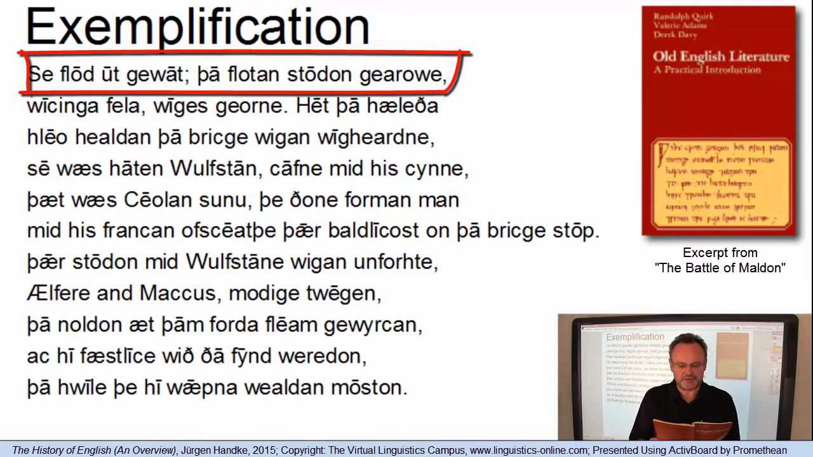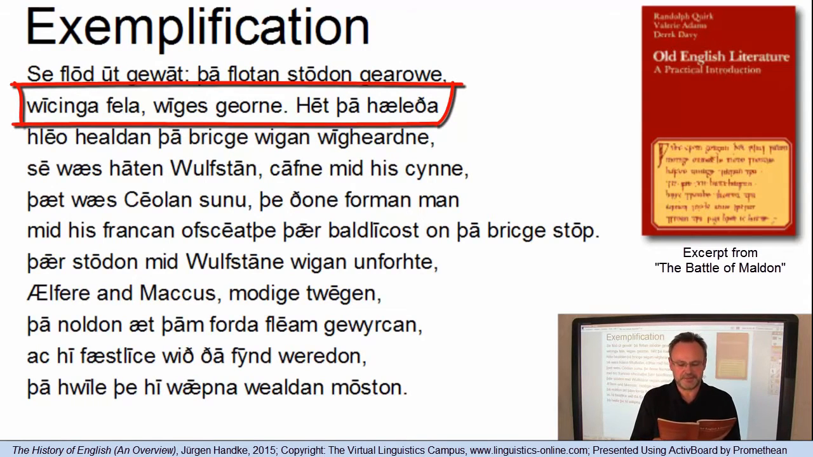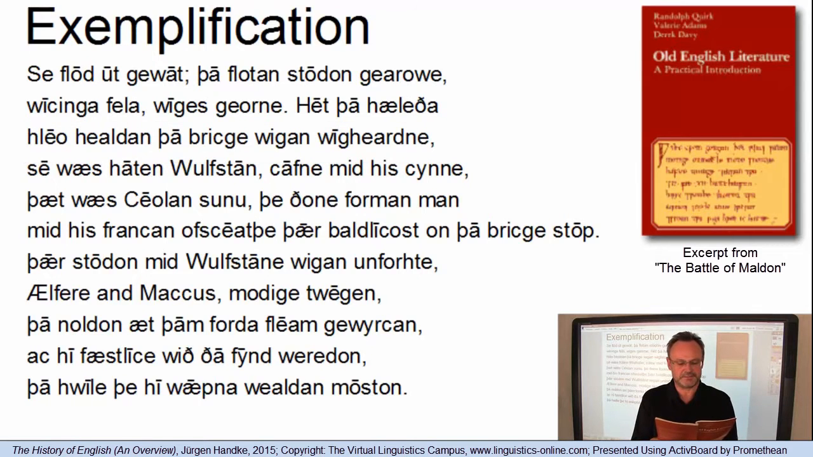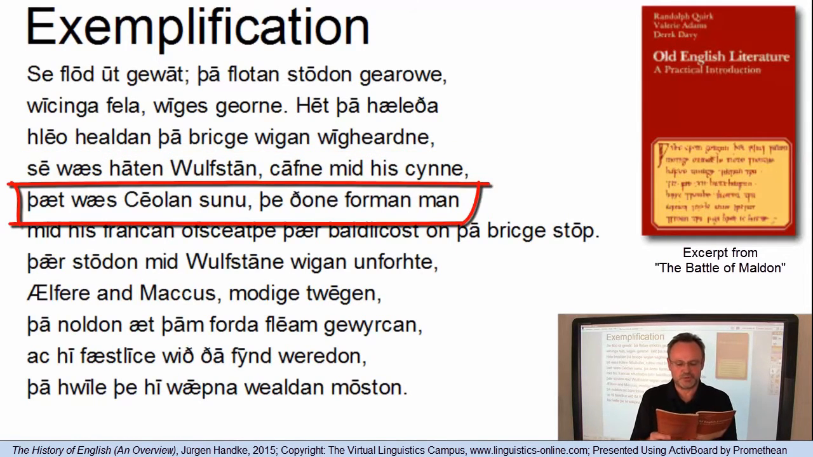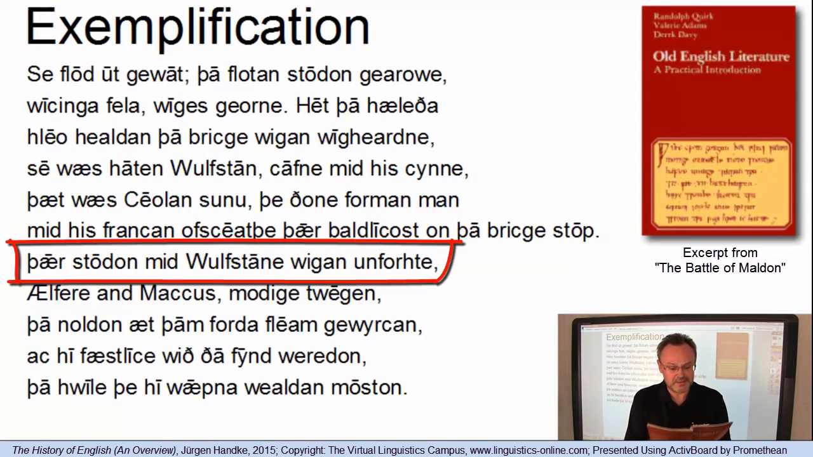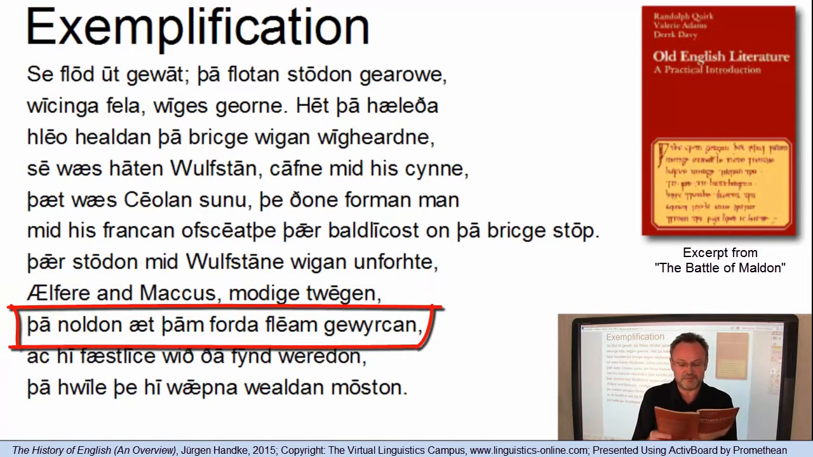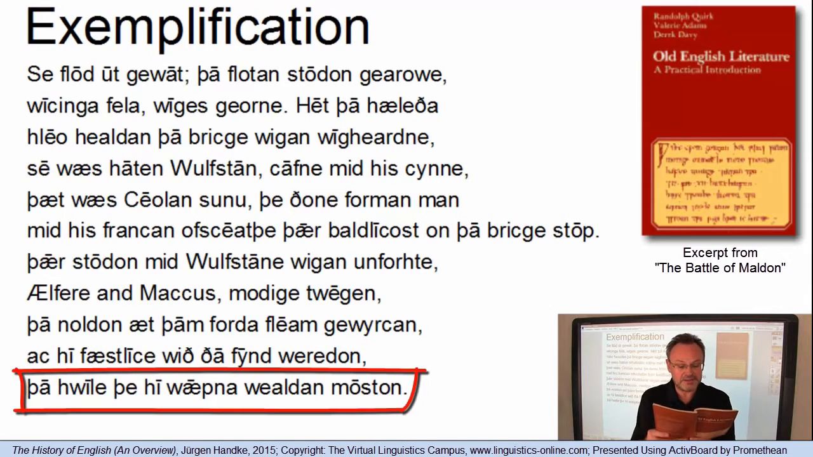Se vloed uitgewaad, sa flottan stoden jerwe, vikinga fella, wie is jerne, heet sa helada, chlea, heldan sa britje, wie en wie herne. Se was haten wolfstaan, kavne mit his kunne. Dat was kerlan sunu, se thone forman man, mit his franken offschert. Ver baldli kost on tha britje stop. Ver stodon mit wolfstane wien unforchte, alvere en makkus, modie tweeën. Tha nolden at tham forda flam je wirken, ak hi fast liedje, with tha fund werden, tha huile ver hi wapna welden mosten.